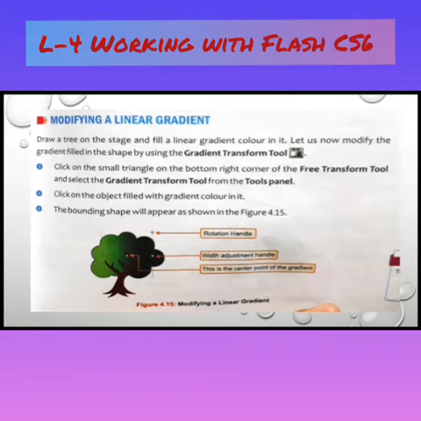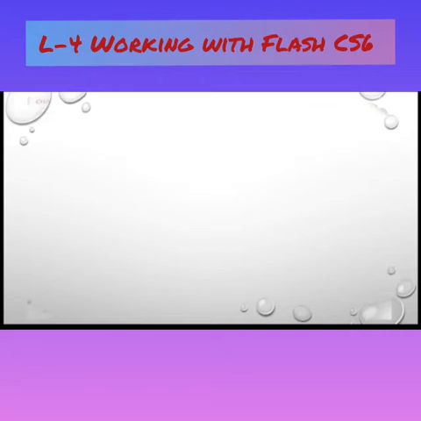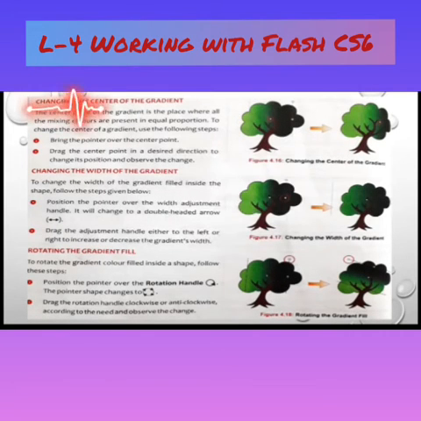Modifying a linear gradient. Linear gradient means to change the shading effects from top to bottom or left to right. Gradient includes three types of modification. First one is changing the center of the gradient. The second is changing the width of the gradient, and the third one is rotating the gradient fill.